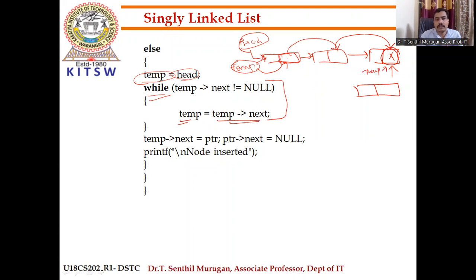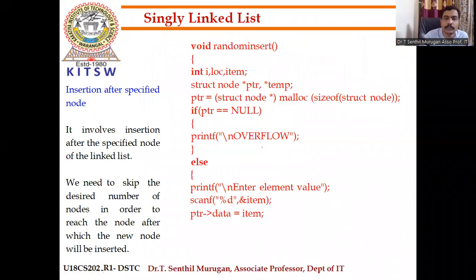Okay, so what do we have to do? This temp next equal to PTR. The PTR is the newly created memory. So temp next equal to PTR we can assign. Because previously it is null, now we are assigning the PTR value. Then PTR next equal to null. So this node we are making null. So this is insert at the end position. Again, random position. So for a random position also we can move up to that node.